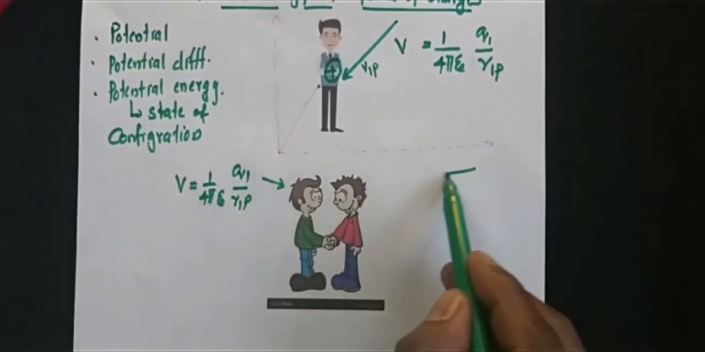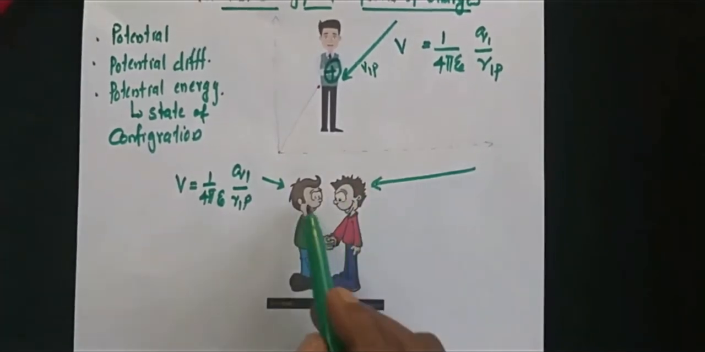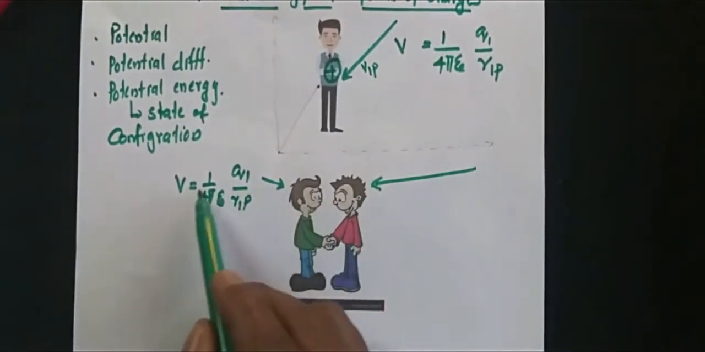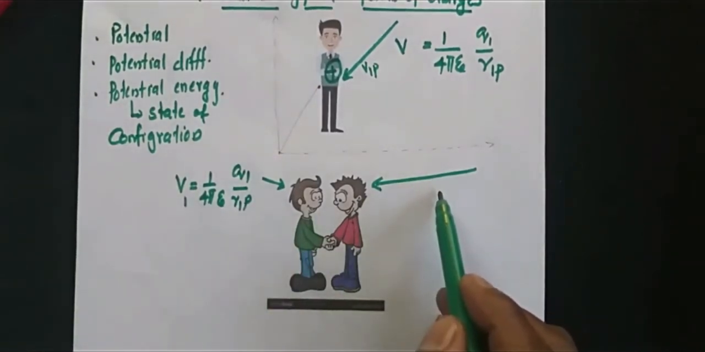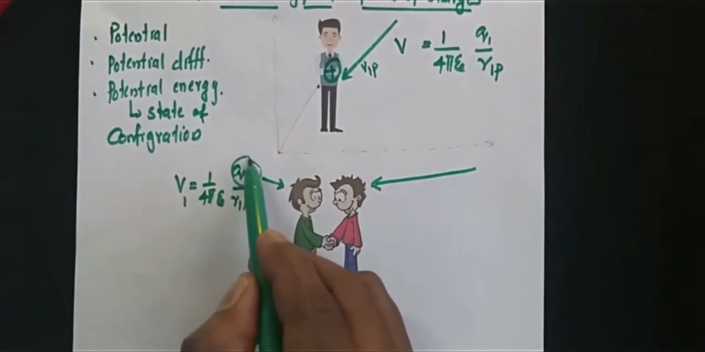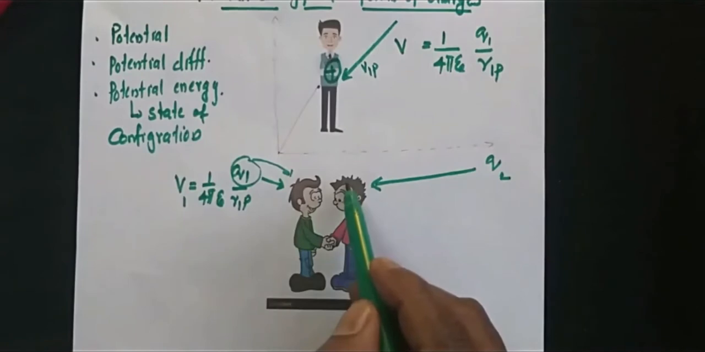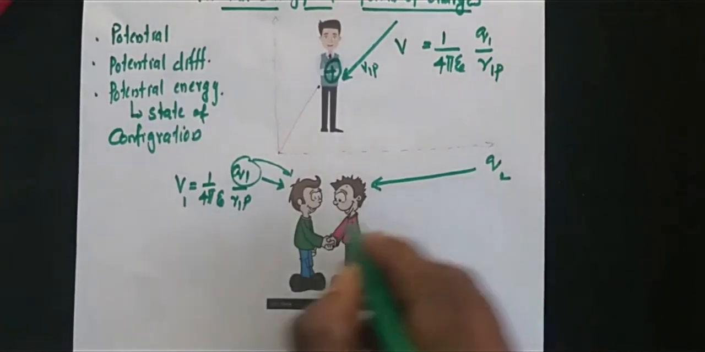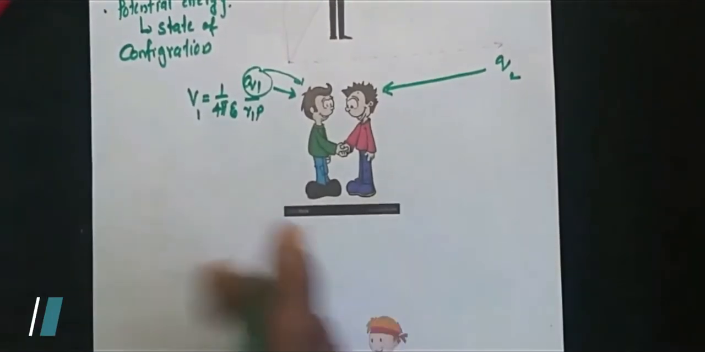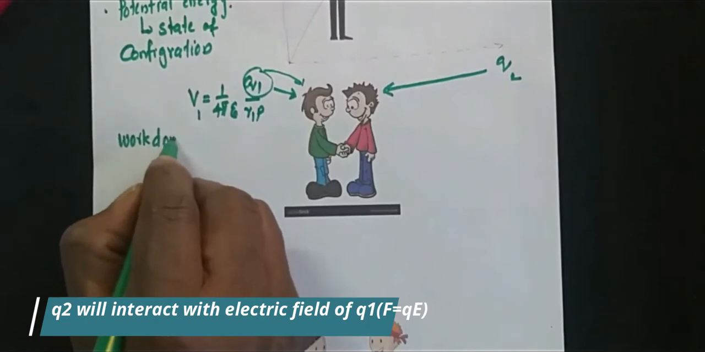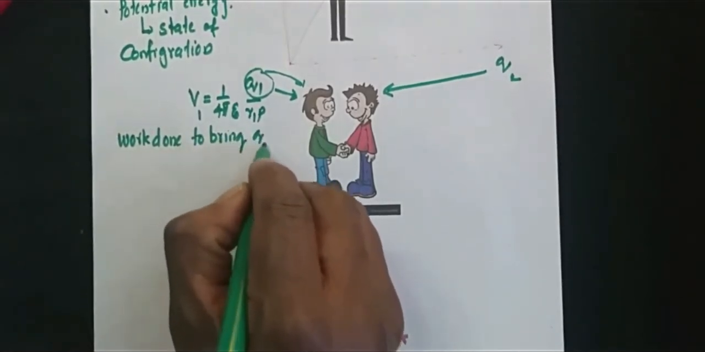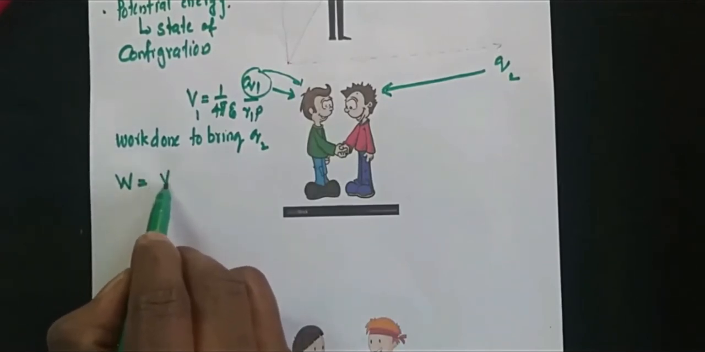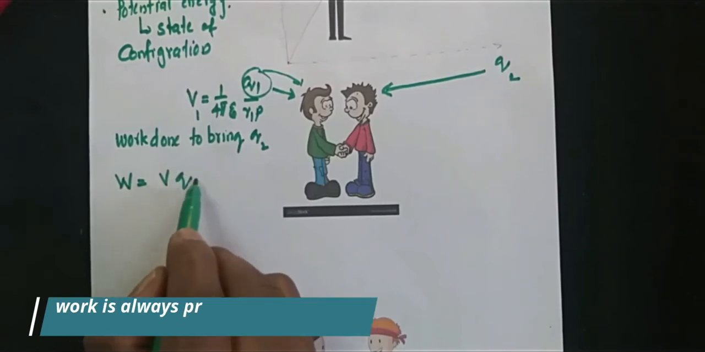Now the right side boy is your friend, and he will have a charge of Q2 and you will have a charge Q1. So your potential is V1, I am writing, and he is coming from some other distance with a Q2 charge. So if he comes from another location to your location, of course both of you will be interacting. So what will be the work done to bring your friend towards your region? That is, the work done to bring Q2 will be your potential into his charge.